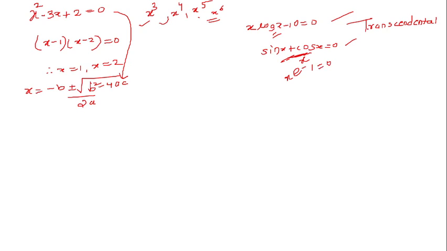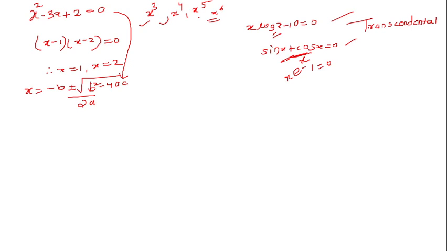To solve these transcendental equations, our analytical methods will not work. So in that case, we have to think of an alternative. And that alternative is a numerical method. There are lots of numerical methods available to find the solution of these equations. So to find these solutions, we have different methods.